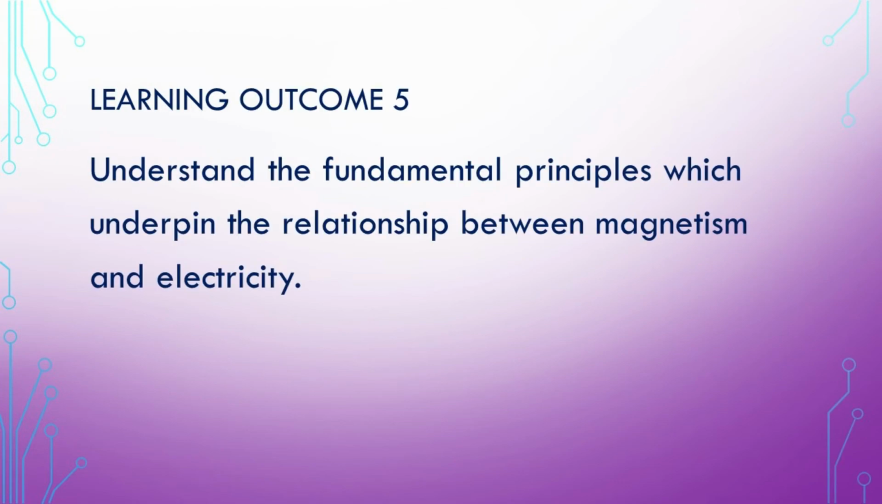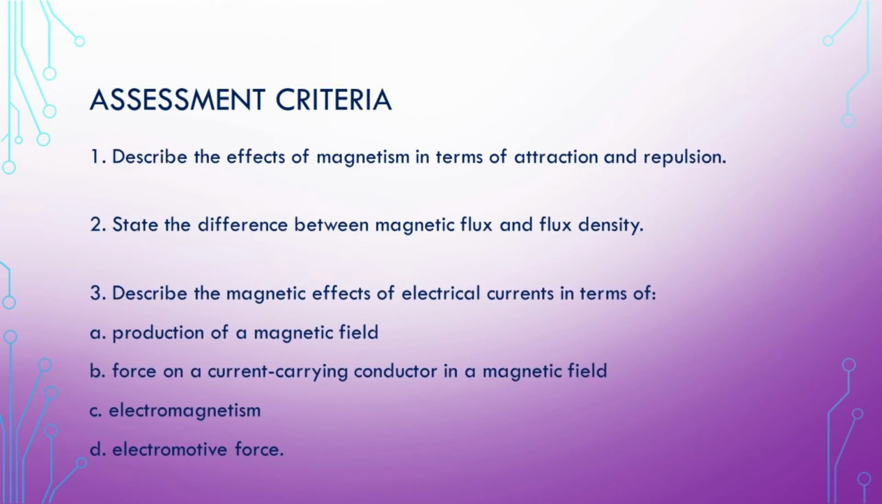Learning outcome number 5 looks at being able to understand the fundamental principles which underpin the relationship between magnetism and electricity and how they all link together. There are 5 assessment criteria for this particular learning outcome. Firstly, describe the effects of magnetism in terms of attraction and repulsion. Secondly, state the difference between magnetic flux and flux density.